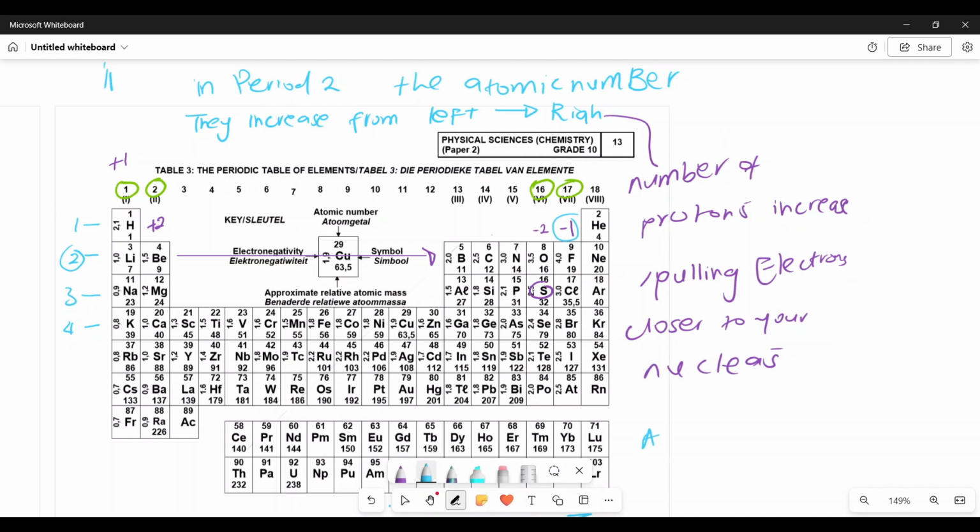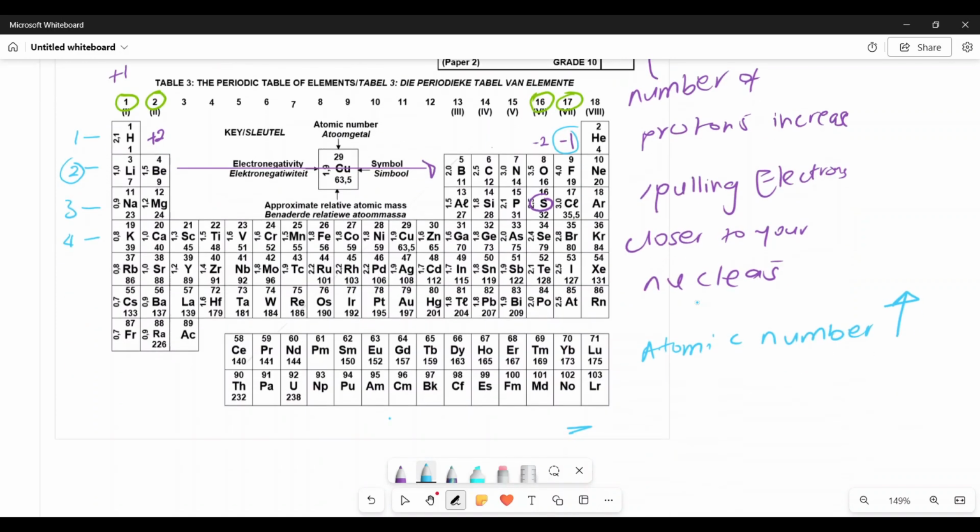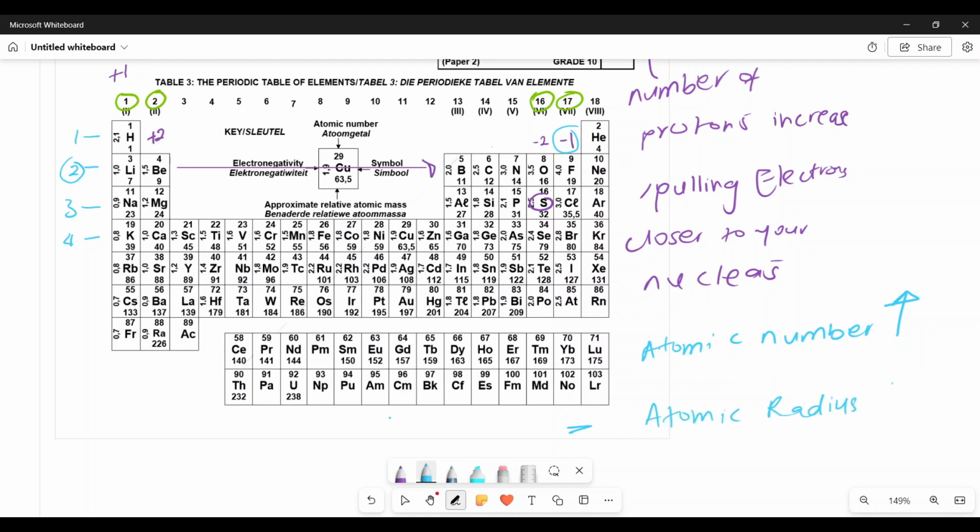So as the atomic number increases, protons increase, and as a result, they pull electrons closer to your nucleus. What happens to your atomic radius as a result? It decreases, because electrons are pulled closer to your nucleus. As you can see, these two have an inversely proportional relationship. Always just know that your atomic number and your atomic radius, in period 2 to be specific, have an inversely proportional relationship.